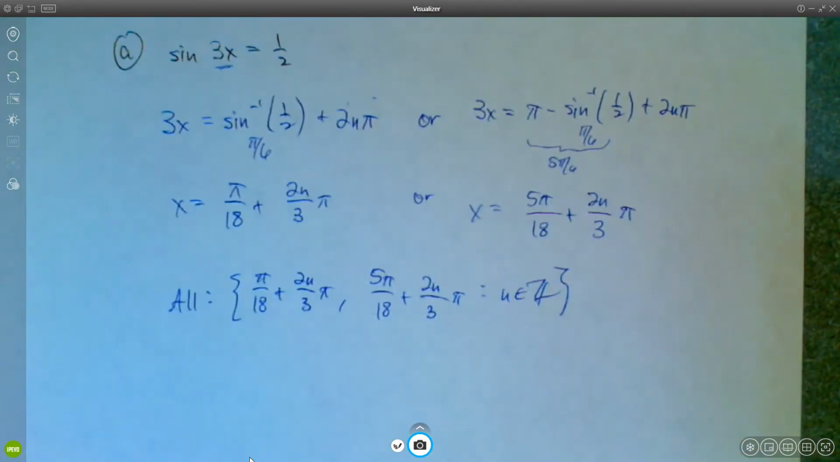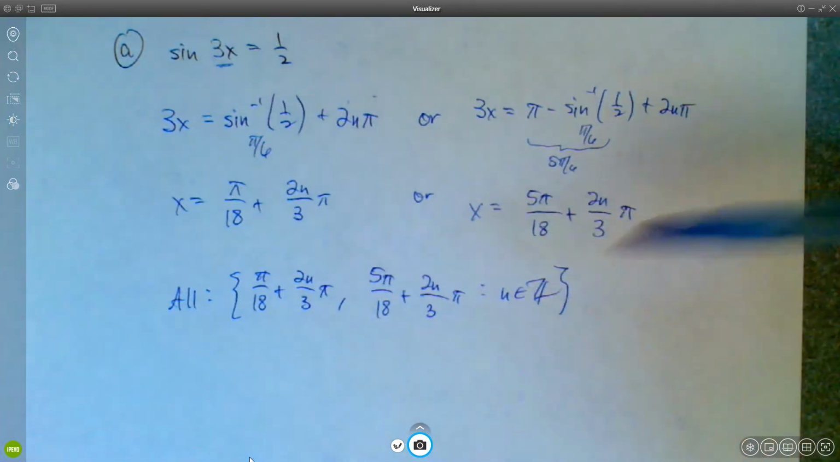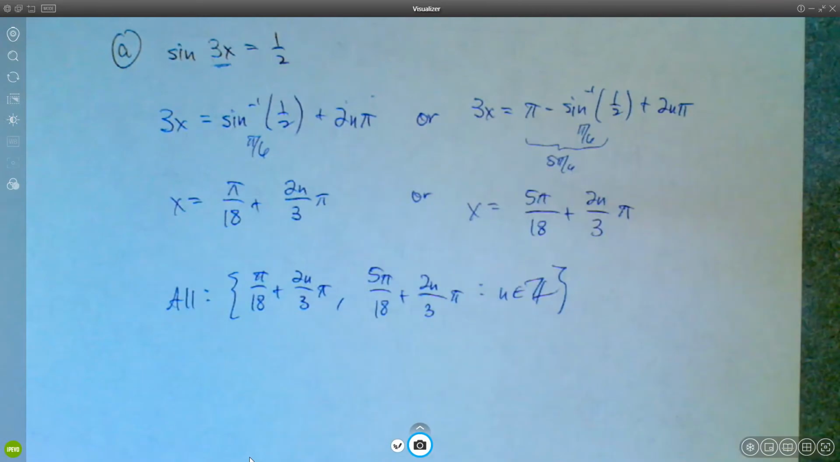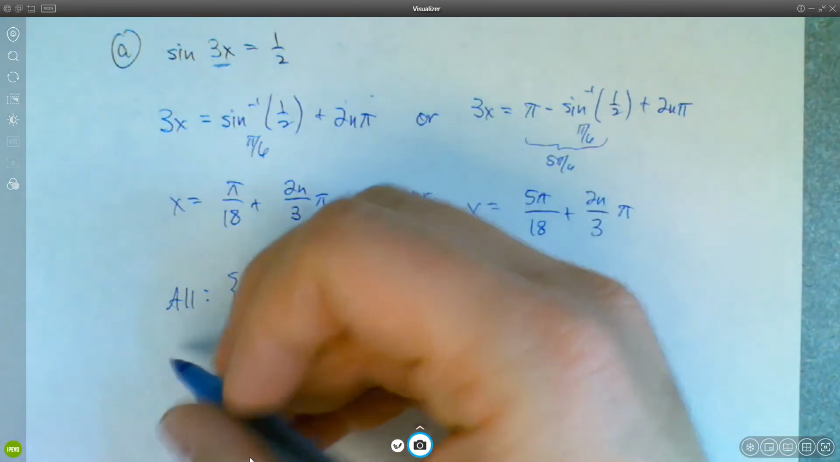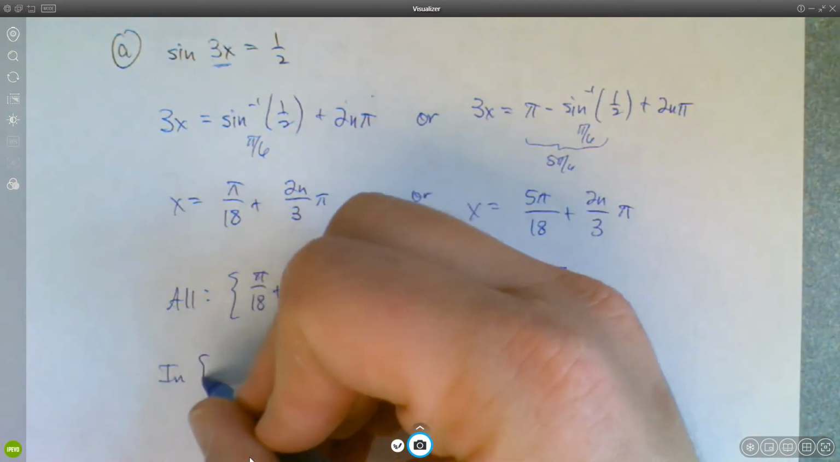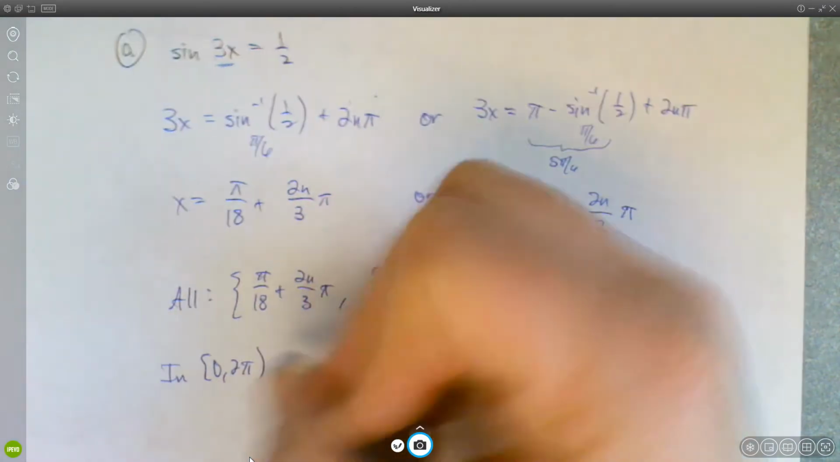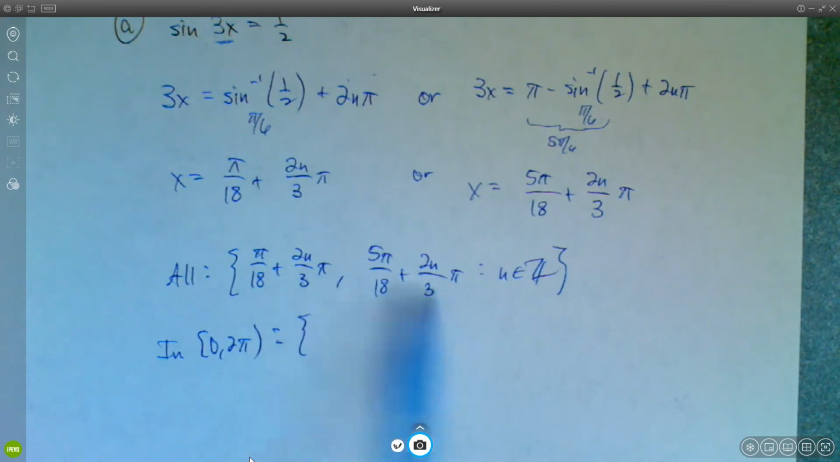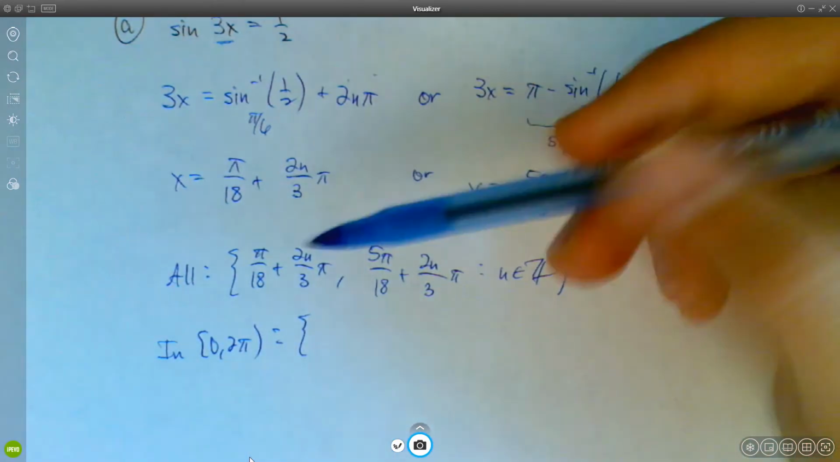Okay, so it's these two sets of solutions where n can be any integer, right? So they both generate an infinite number of solutions. If you're interested only in the solutions that live between 0 and 2 pi, now check out how many solutions you get, because our period has been divided by 3, right? So you're going to get 3 times as many solutions.